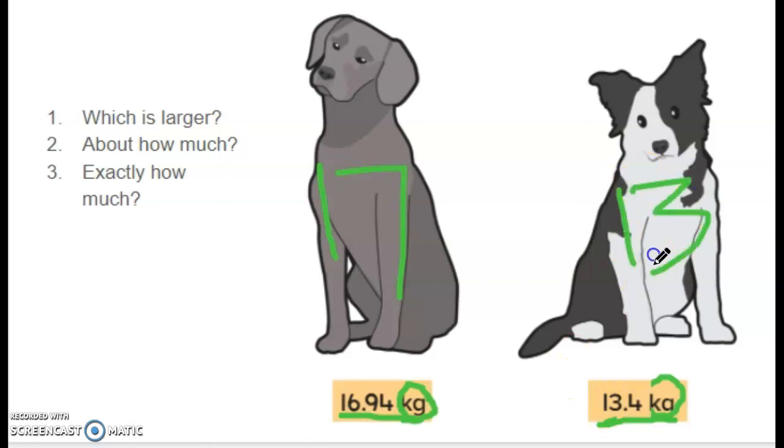So 13 pounds. So we're going to find the difference between the two. That means we're going to subtract. So what is 17 minus 13?